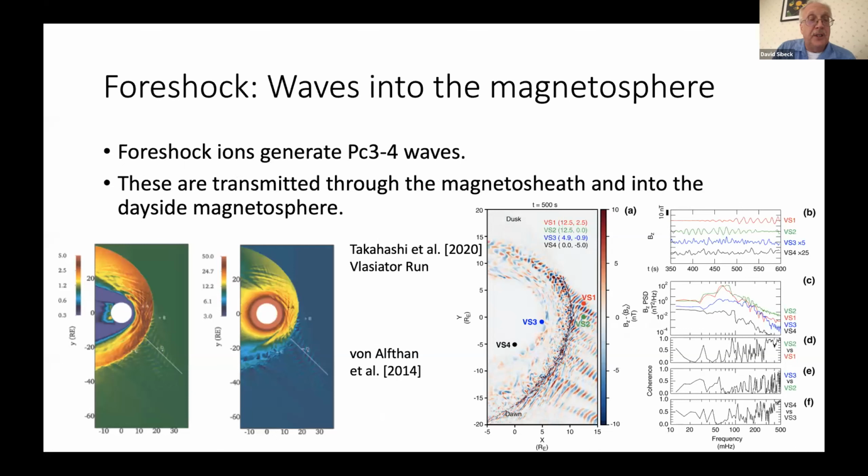So these global simulations can actually be used to predict the waves in the sheath. Some of the waves are generated in the foreshock like here. Others are mirror mode waves generated in the magnetosheath. The magnetosheath and the foreshock are just full of waves that are going to impact the magnetosphere. And here's a recent run comparing observations with simulations of those waves being generated in the foreshock, propagating through the sheath and getting into the magnetosphere. Cool stuff.